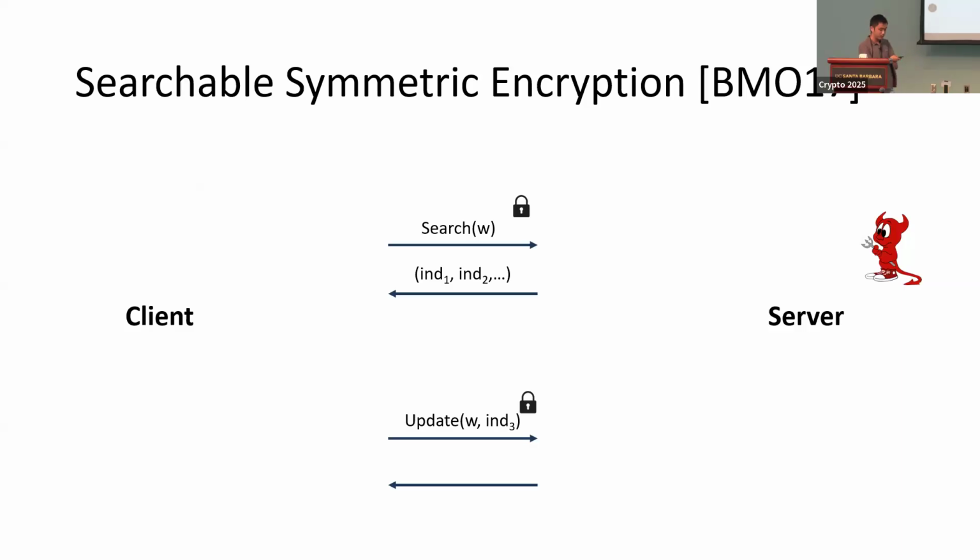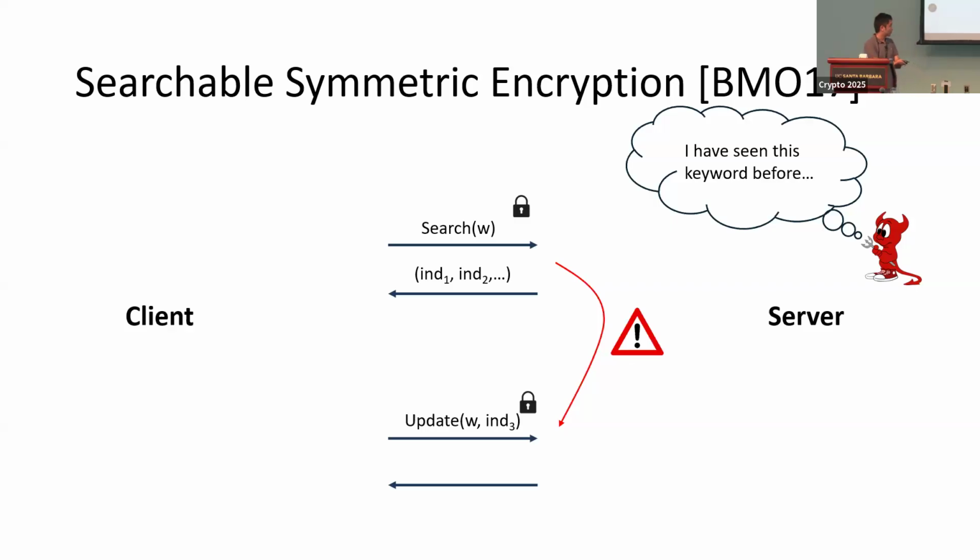So what we consider is a scheme called Diana that was introduced by Bost et al. in 2017. There are two types of queries, search and update, where update simply links a document ID to a keyword, and search will return all the document IDs that are linked to this keyword. What we want is that this update token to be random, even though the client has previously searched on the same keyword. And this is called forward secure.